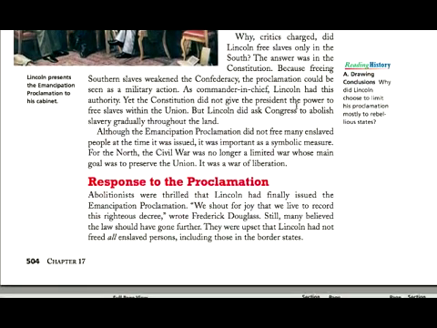Why, critics charged, did Lincoln free slaves only in the South? The answer was the Constitution. Because freeing Southern slaves weakened the Confederacy, the proclamation could be seen as a military action. As commander-in-chief, Lincoln had this authority, yet the Constitution did not give the president the power to free slaves within the Union. But Lincoln did ask Congress to abolish slavery gradually throughout the land.